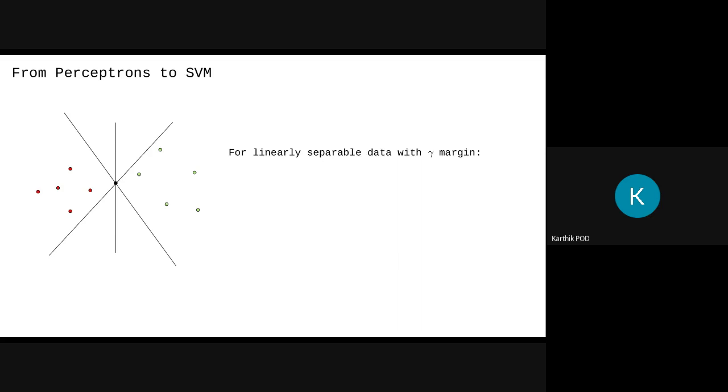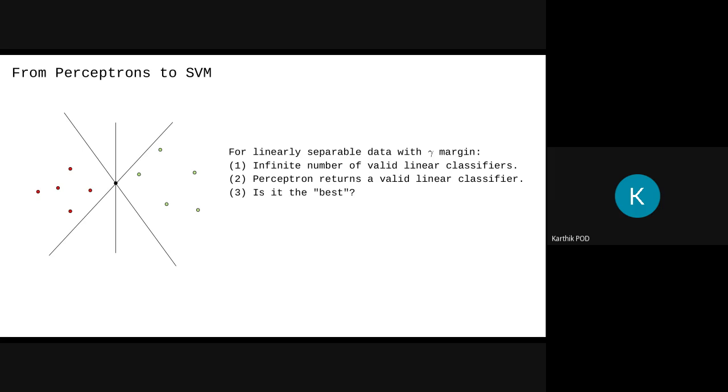For linearly separable data with gamma margin, the perceptron gives us one possible separating hyperplane. Strictly speaking, there are infinitely many possible linear classifiers, and all three classifiers shown here are valid. The natural question is: perceptron returns one of them, so is it the best possible linear classifier that we can come up with?